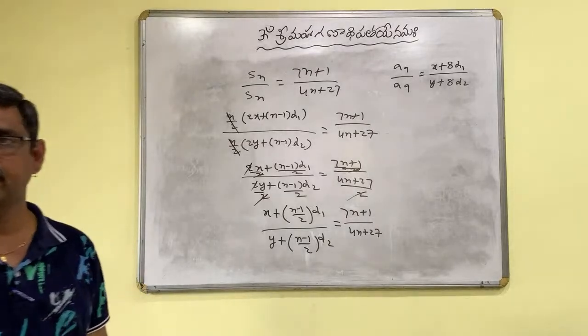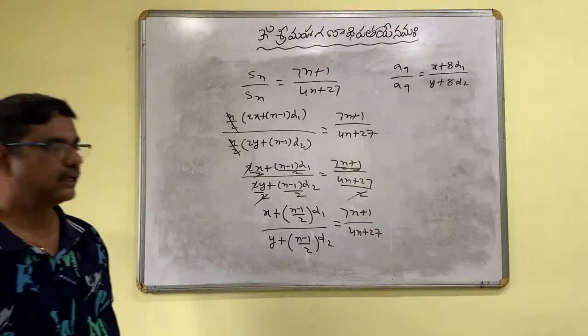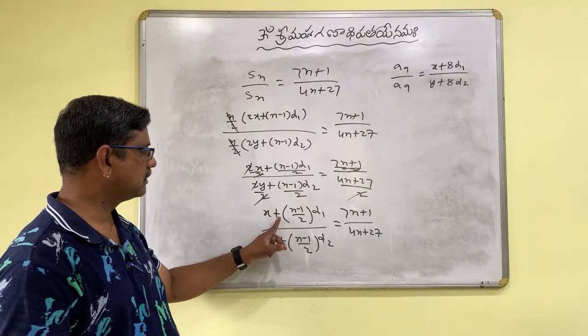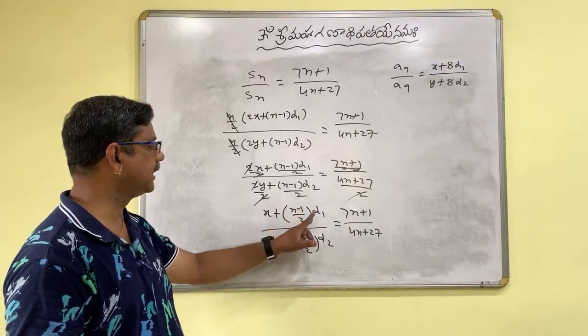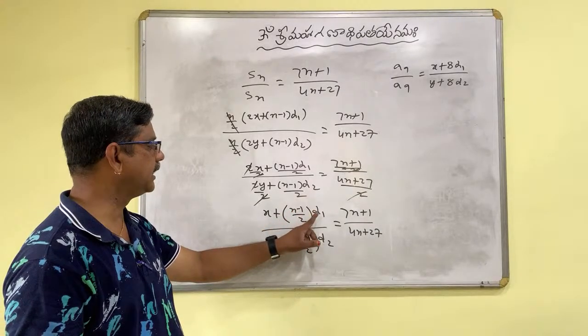Okay? (x + (n-1)/2 d1) by (y + (n-1)/2 d2) is equal to (7n + 1) by (4n + 27).